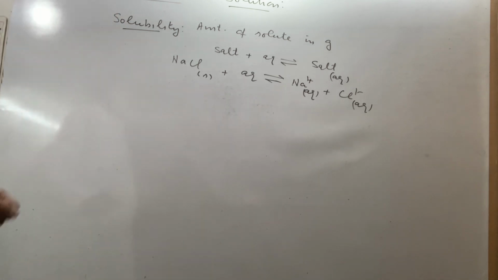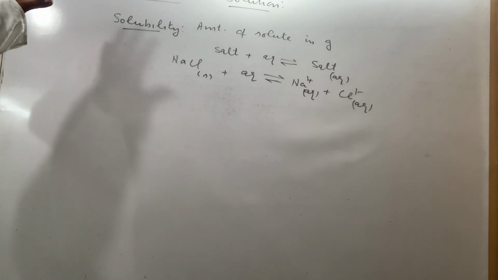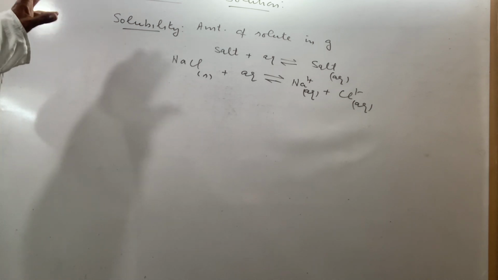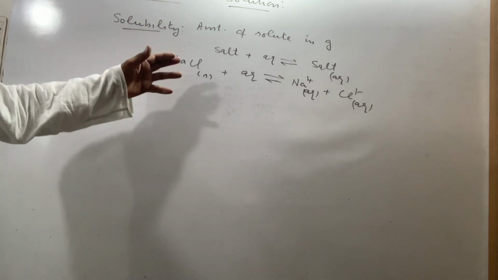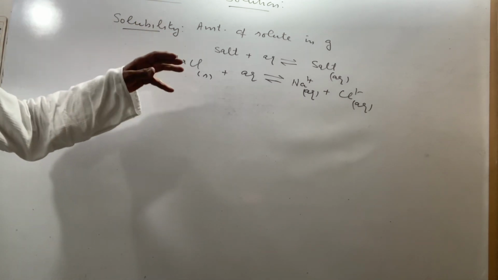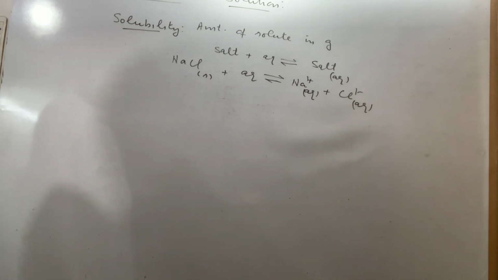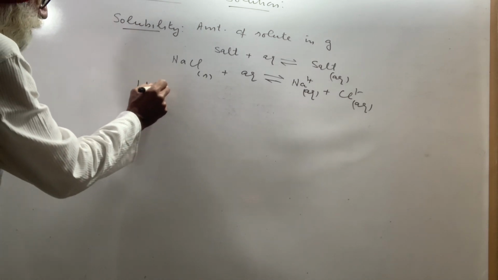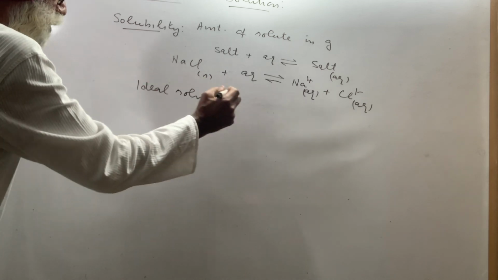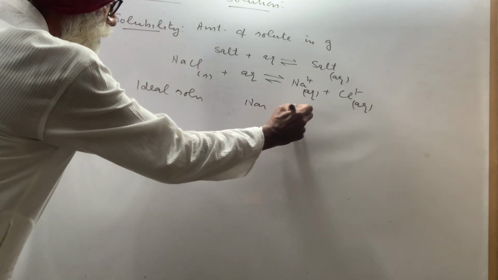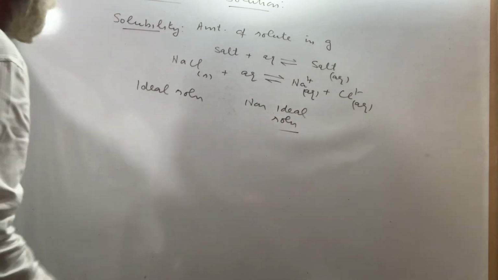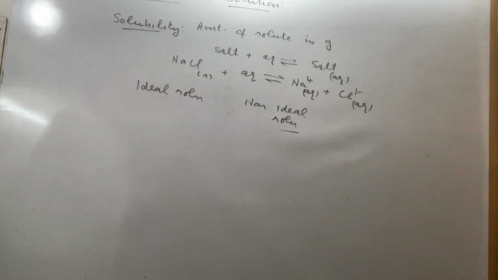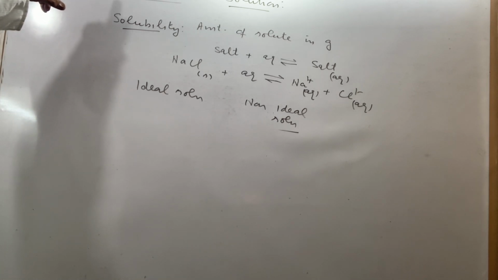In this case, we have the factors which are affecting the solubility. It will be depending upon nature of solvent, nature of solute, then temperature, and pressure comes into being when you are having gas in liquid. We can divide the solutions in two parts: ideal solution and non-ideal solution. Now, before we take up them, first of all, we should know what's meant by Raoult's law.